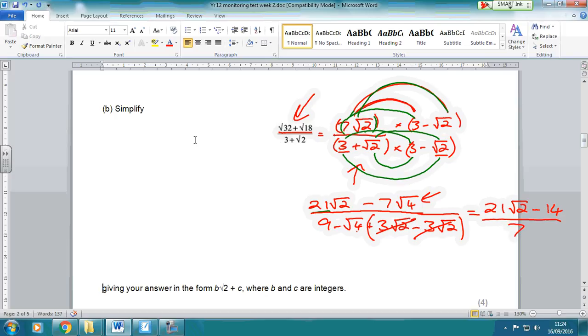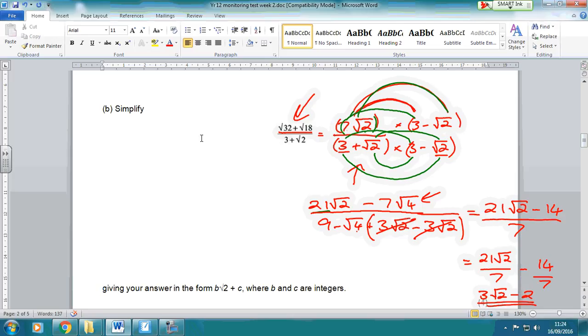So we've got 21 root 2 minus 14 all over 7. And then what we do is we can split this into two things. Because we've only got one thing on the bottom, we can split it into 21 root 2 over 7 minus 14 over 7. Now 21 over 7 is 3, so that simplifies down to 3 root 2. And 14 over 7 simplifies down to 2. So it's 3 root 2 minus 2.